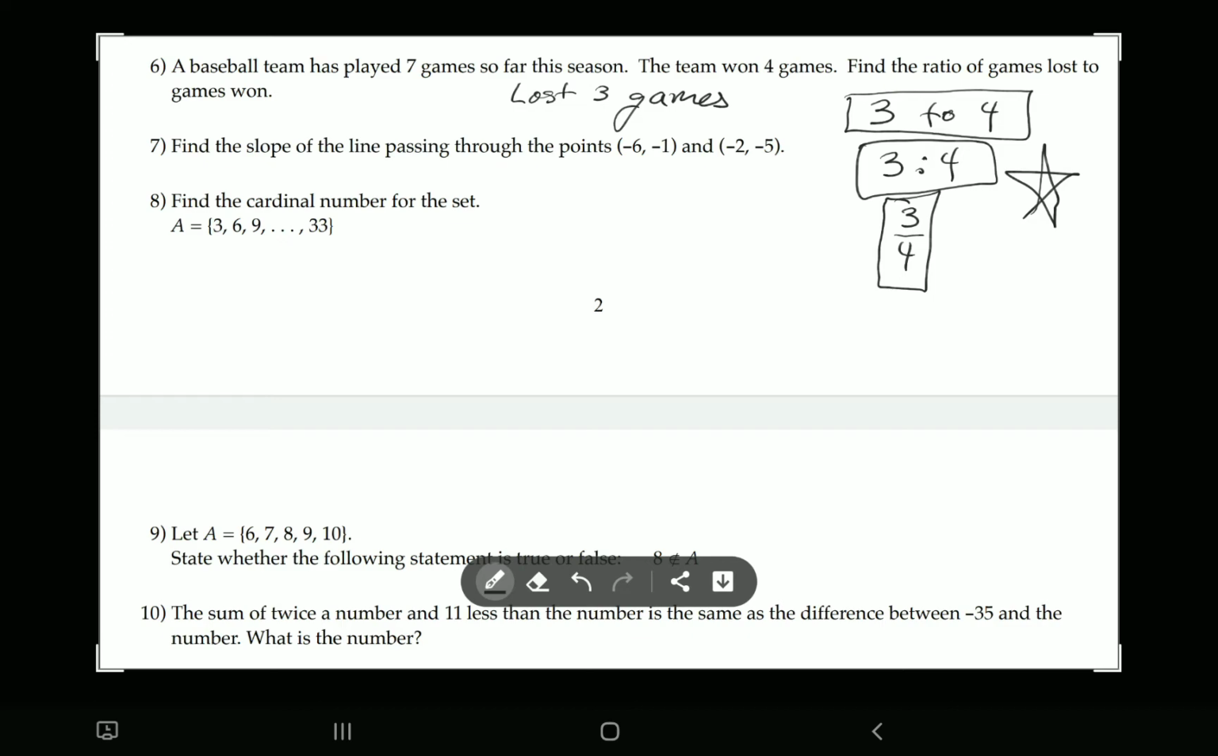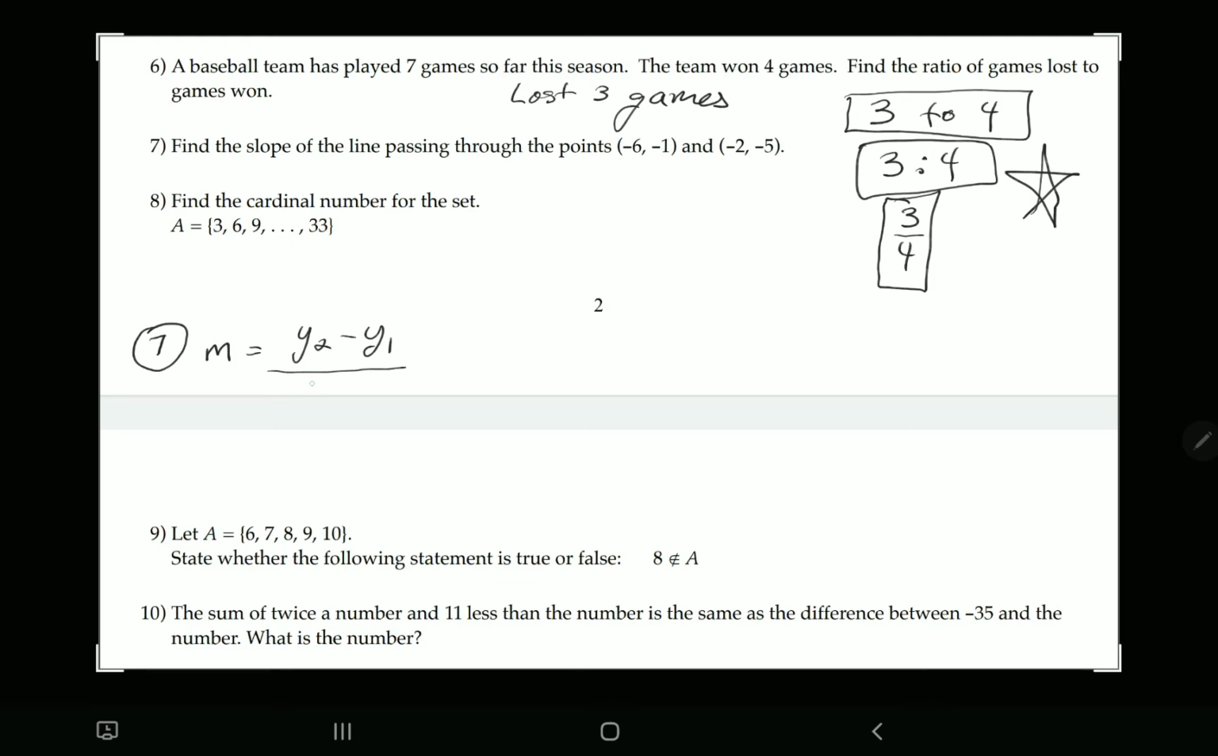Let's answer question number 7. And I'm going to put 7 down here. 7 says find the slope of the line passing through the points (-6, -1) and (-2, -5). To find the slope between 2 points, I'm going to use the slope formula. The change in y, which is y2 minus y1, divided by the change in x, x2 minus x1. And I'm going to label my coordinates with x1, y1, x2, y2. And then we're going to find the slope using the slope formula and reduce the fraction as much as possible.